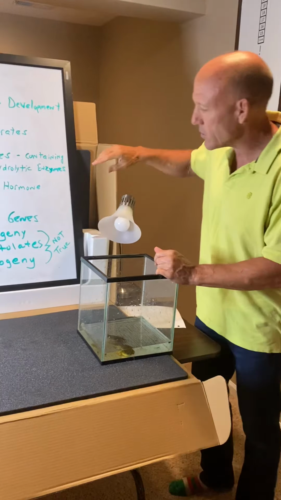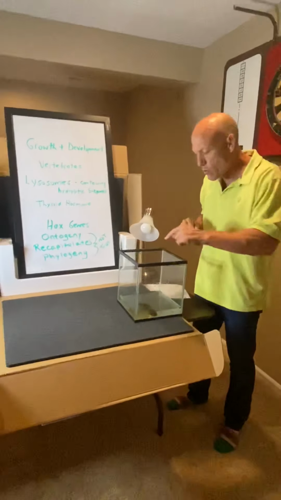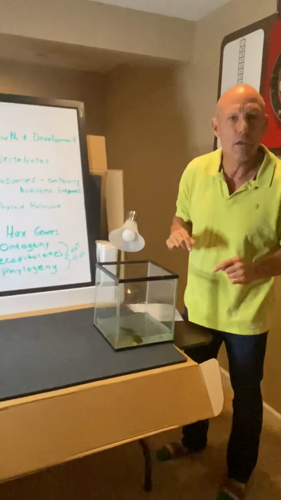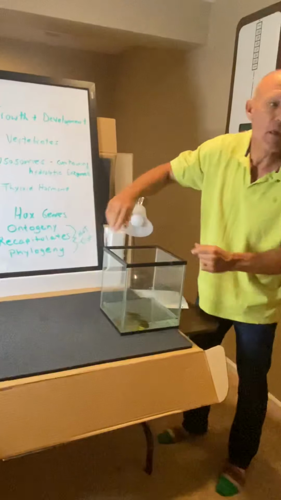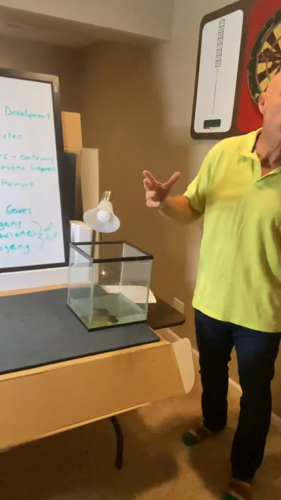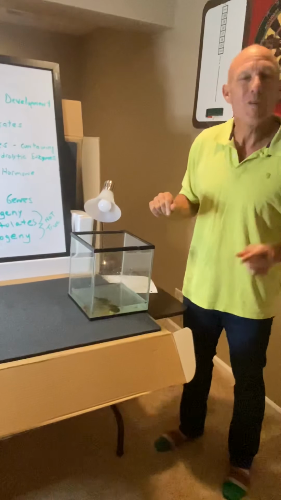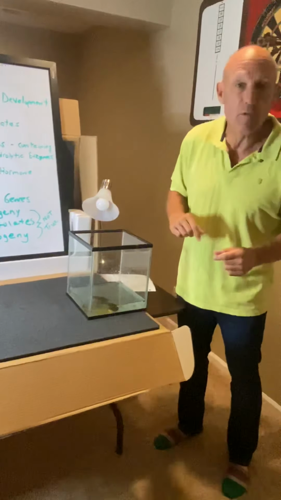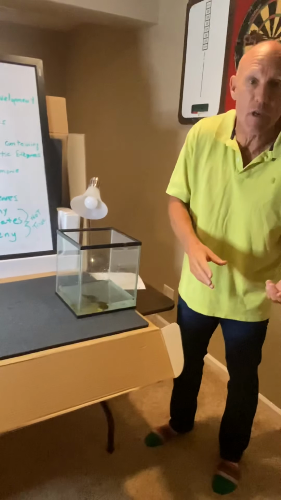But the idea of this is ontogeny is how you develop as an individual, how you go from tadpole to frog. That's what ontogeny is. Phylogeny, on the other hand, is how we evolved into all these different species. For example, I'm pretty sure these are bullfrog tadpoles. But to be honest with you, I gotta wait for him to develop. It may be a green frog. They're really close, and they develop the same way.